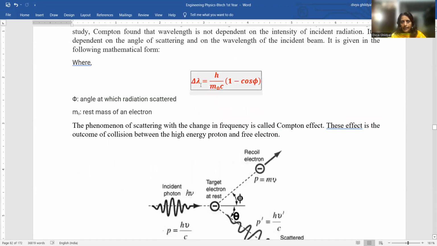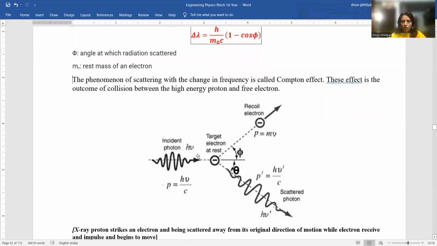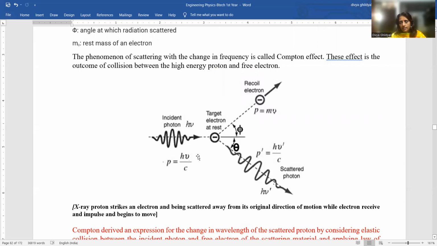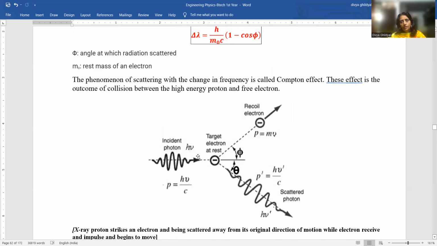It is given by delta lambda equal to h upon m naught c into 1 minus cos phi, where h is Planck's constant, m naught is the rest mass of the electron, c is the velocity of light, and phi is the angle at which the radiation is scattered. So the phenomenon of scattering with change in frequency or wavelength is known as the Compton effect. This effect is the outcome of collision between a high energy photon and a free electron.